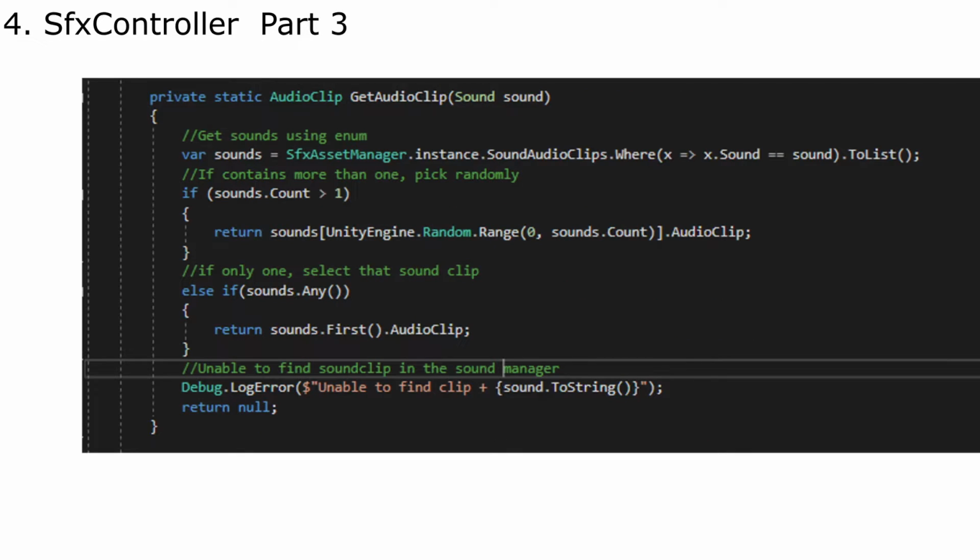This is my earlier mentioned method for fetching audio clips. This uses a LINQ query to get all of the sound audio clips using the specified enum. Then if there's multiple, checked in the if statement, we randomly select one. Else, if there's only one, we use that using the LINQ First method. If we haven't returned anything by this point, then that means we were unable to find a sound audio clip in the array in our manager class, so we display a simple Debug.LogError message.